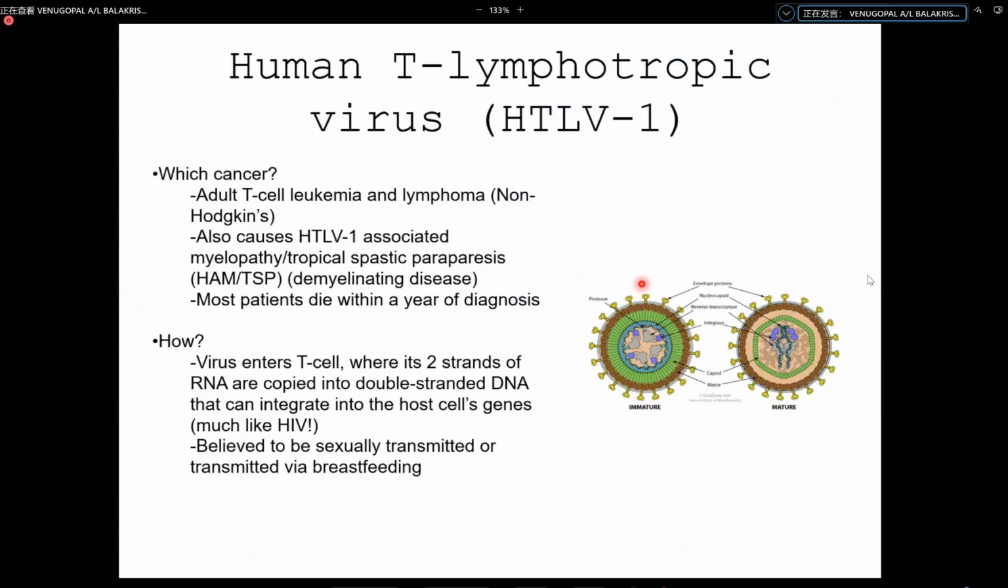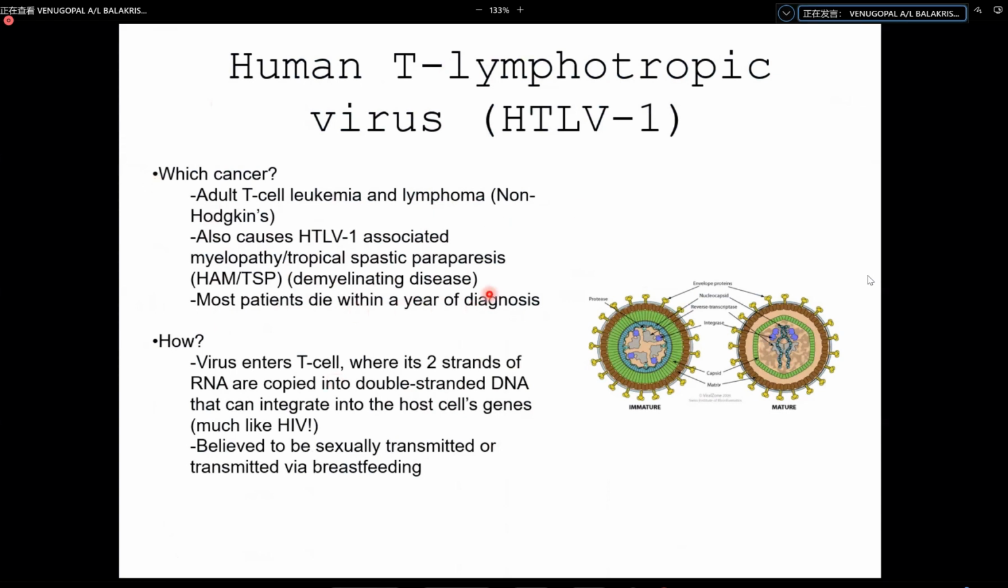So human T lymphotropic virus, HTLV-1. Okay, so which cancer does it cause? It causes adult T-cell leukemia and lymphoma, non-Hodgkin's. It also causes HTLV-associated myelopathy, okay, and demyelinating diseases. This is in neurology. And most patients die within a year of diagnosis.